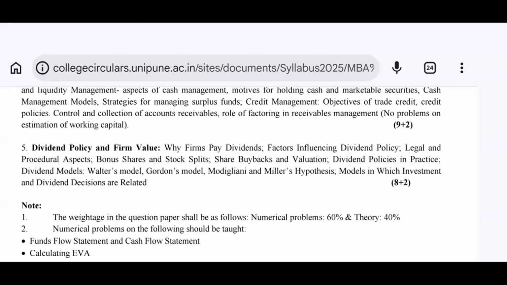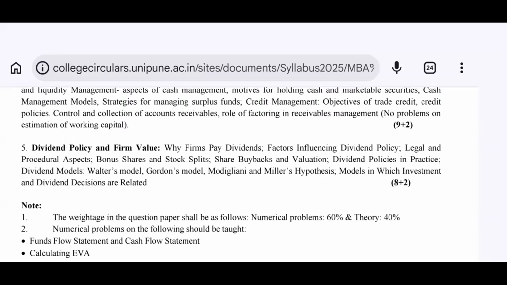Then, as I said, the most core part of this fifth unit is dividend models like the Walter model, Gordon model, Modigliani and Miller model. The name is mentioned as Modigliani and Miller, but Modigliani and Miller has a combined model and separate model, so there are two models. Third is Gordon and fourth is Walter. All these models are to be studied on three levels: one, what is their formula? What are their assumptions? What are their limitations and their practical applicability?